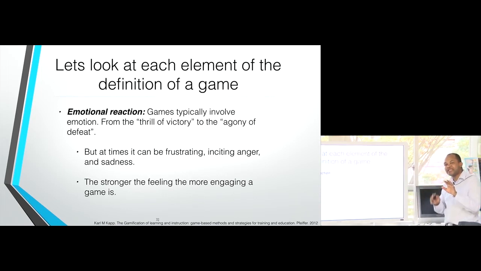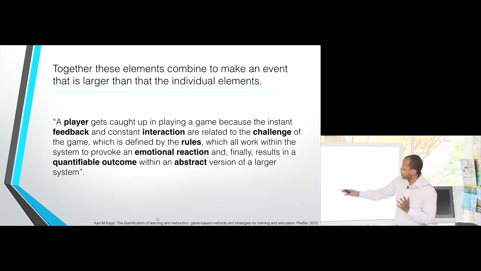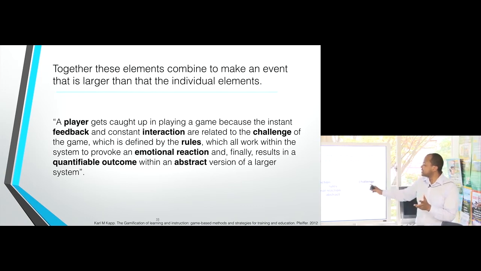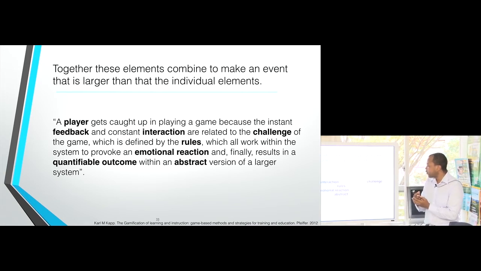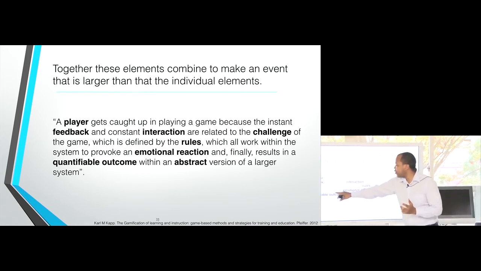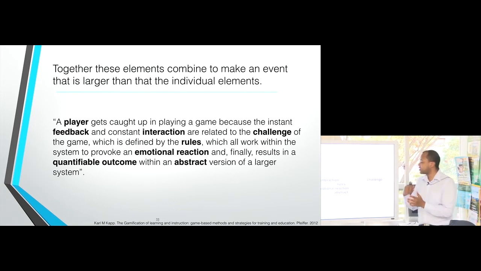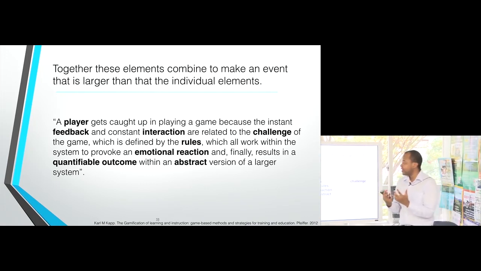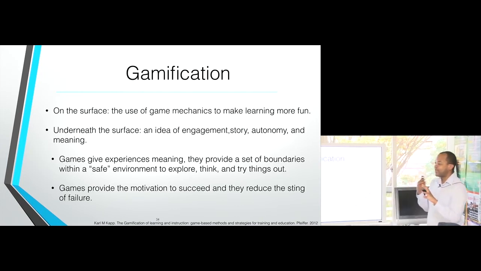Right, so we've defined all these terms one by one, and all together, these terms come together in this way. A player gets caught up in playing a game because of the instant feedback and constant interaction, which are related to the challenge of the game, which is defined by rules, which all work within the system to provoke an emotional reaction, and finally results in a quantifiable outcome within an abstract version of a larger system. So this is how all these terms come together to produce a gaming experience. But then, what about gamification? Because now we've been defining a game in general.